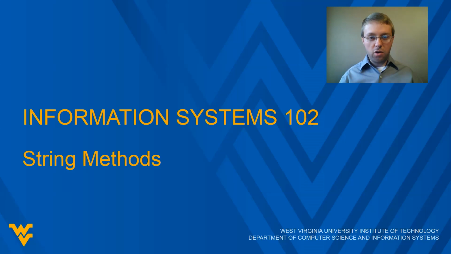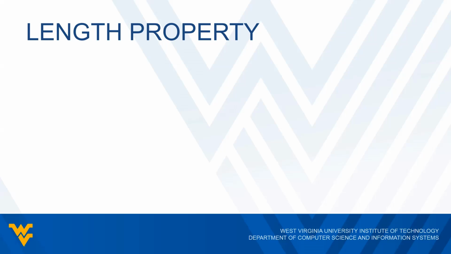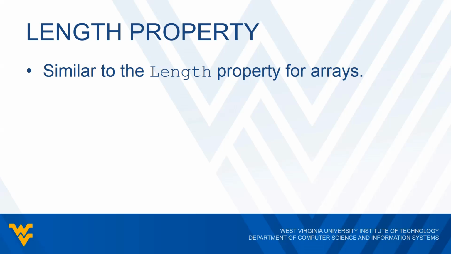In this lecture, we will discuss string methods that we can use in Visual Basic. We're now going to shift gears and look at several different methods and properties that are involved with strings. So the first property we're going to take a look at is the length property. This is pretty straightforward. In fact, it's very similar, if not identical, to the length property for arrays.